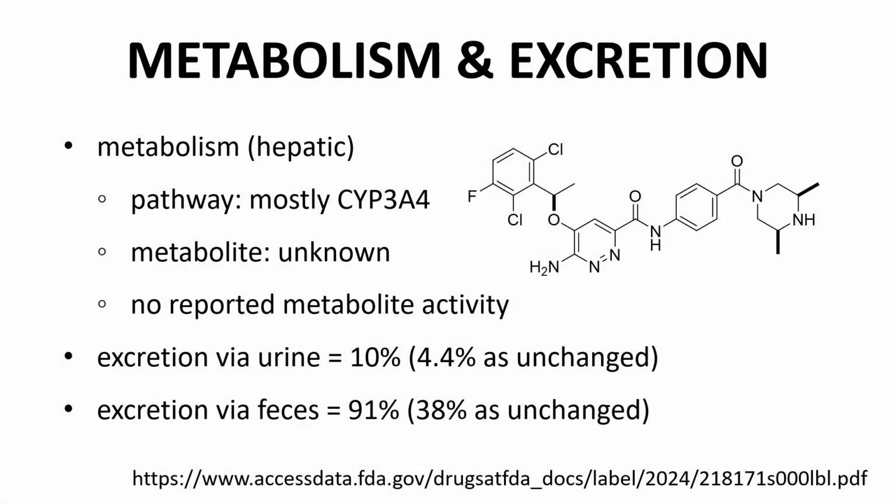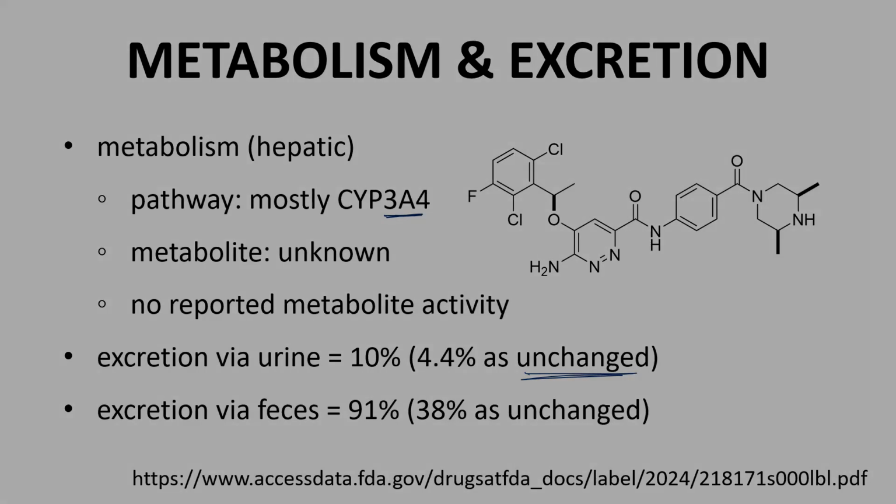In terms of metabolism and excretion, ensartinib undergoes hepatic metabolism, mostly mediated by cytochrome 3A4. The metabolites are not reported, and the biological activity, if any, of the metabolites is also not disclosed. Excretion was studied through radio-labeled drug. 10% of the dose radioactivity was observed in the urine, with just 4.4% being unchanged, that is, unmetabolized ensartinib. 91% of the radioactivity was observed in the feces, with 38% being unchanged.